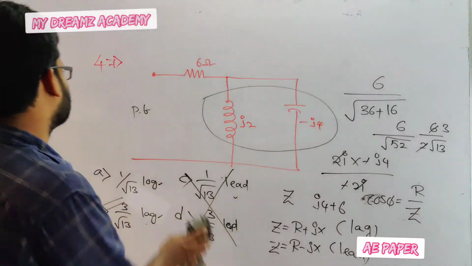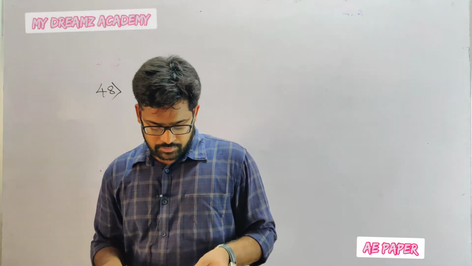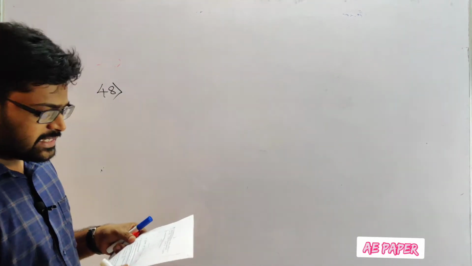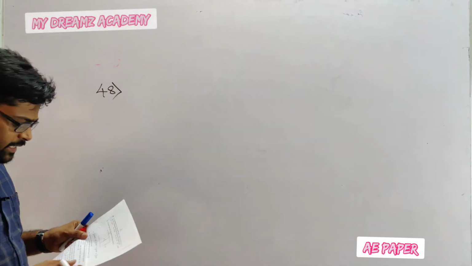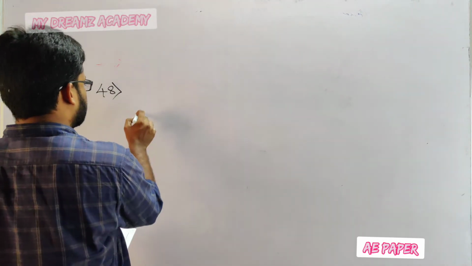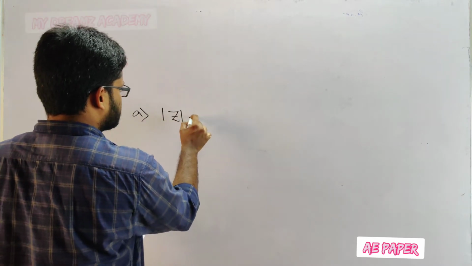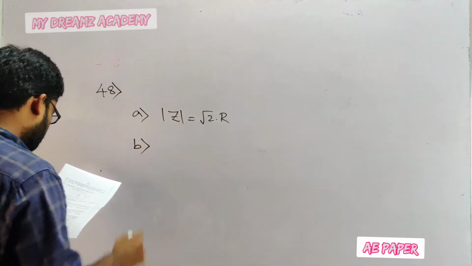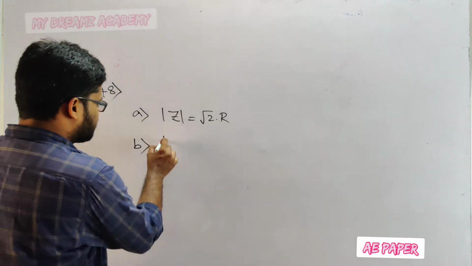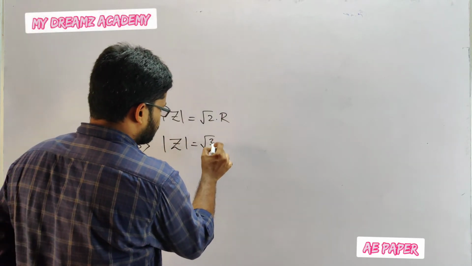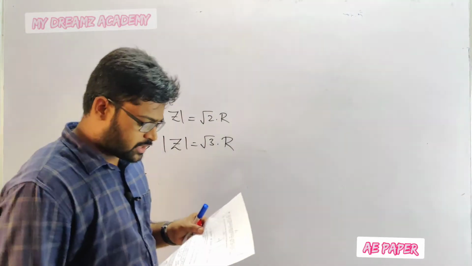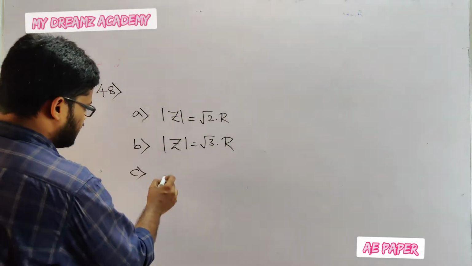Next, question number 48. Which of the following is not true? Option A: in a series RLC circuit, at half power frequency, mod z is equal to root 2 into R. Option B: in a series RLC circuit, at half power frequency, mod z is equal to root 3 times of R. Option C: the sharpness of the resonance in an RLC series resonance circuit is measured by quality factor.